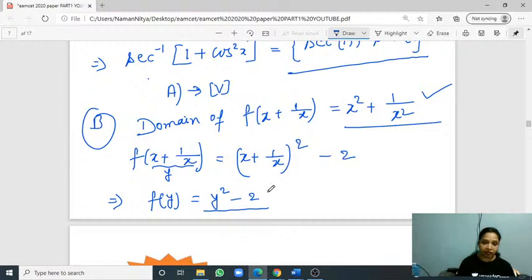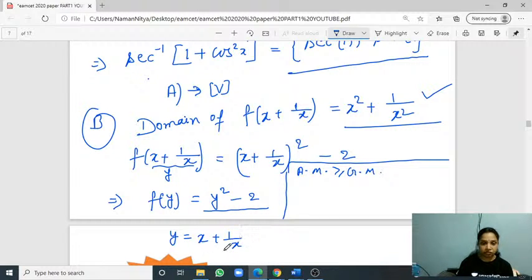Again, for finding the domain of this f of y, which is y square minus 2, we are going to use one concept. And what is the concept? The concept is arithmetic mean is greater than or equal to geometric mean. This concept I am going to use to calculate the domain of f of y, which is y square minus 2, and obviously y is x plus 1 by x. Just remember.